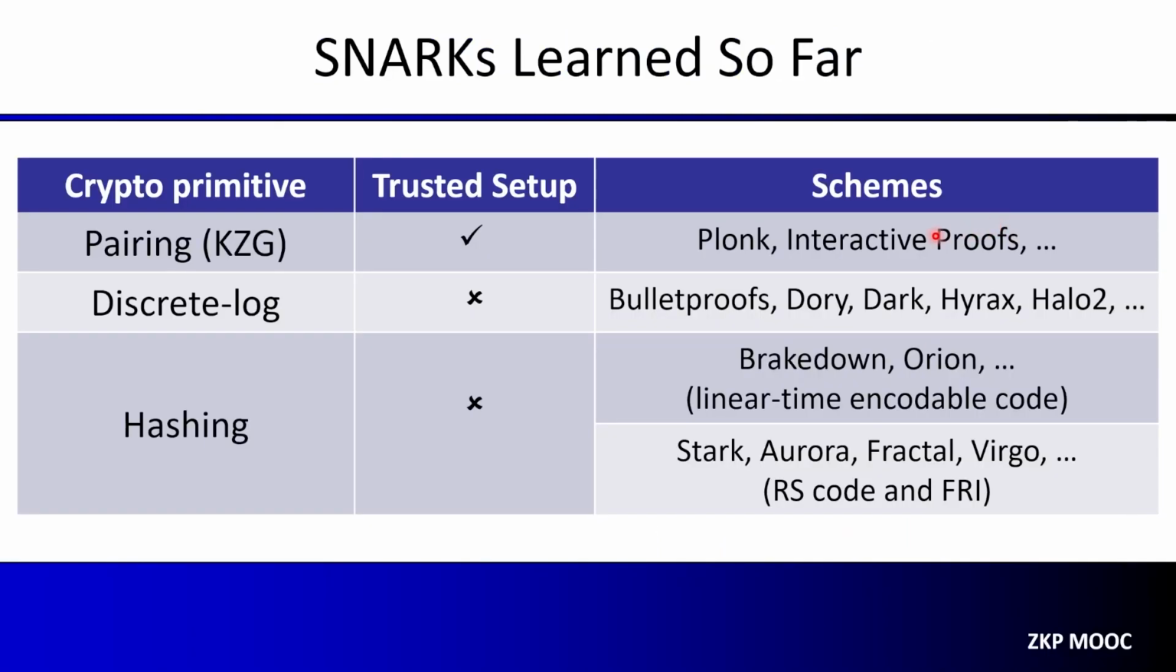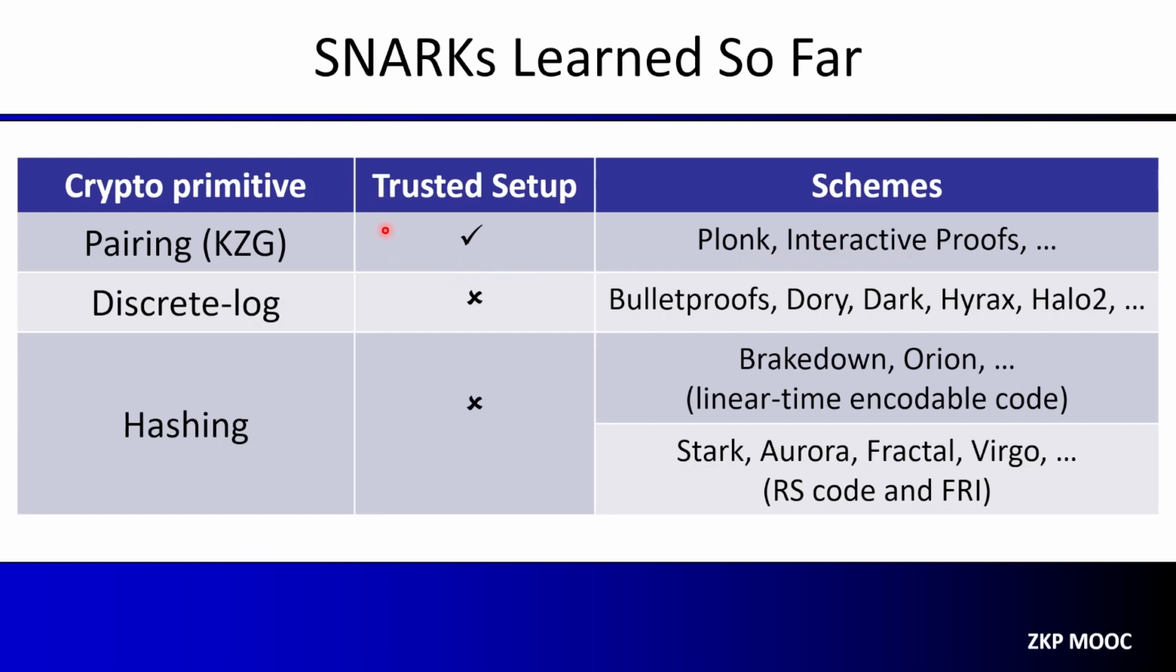So first, I want to remind everyone about the SNARKs we've learned so far in this table. In lecture 6, I introduced the classical protocol of KZG polynomial commitments based on bilinear pairing. Combined with the PLONK IOP in lecture 5 or the interactive proofs in lecture 4, we end up with SNARKs with a trusted setup. And these constructions tend to have a small proof size in practice.